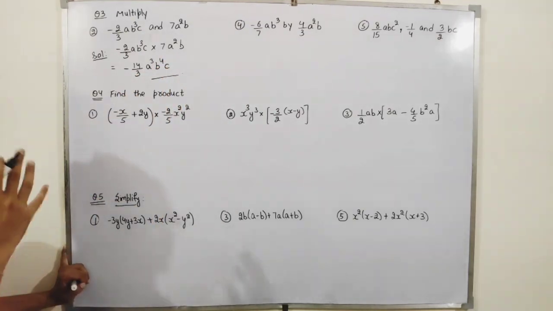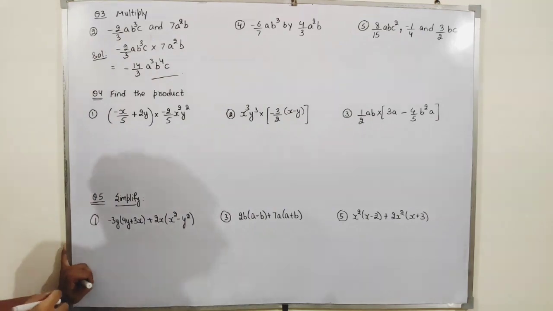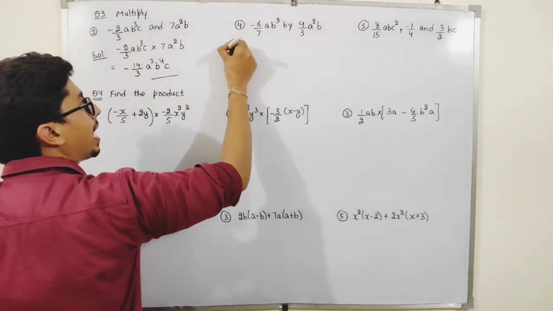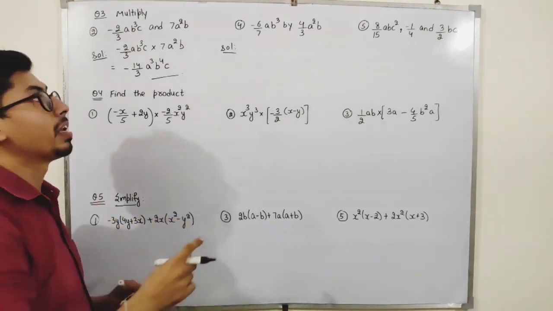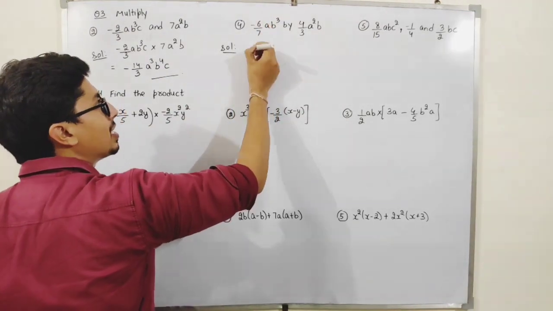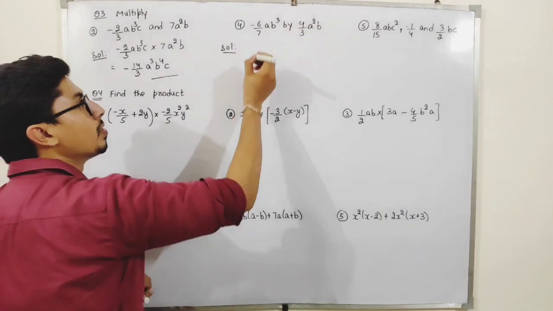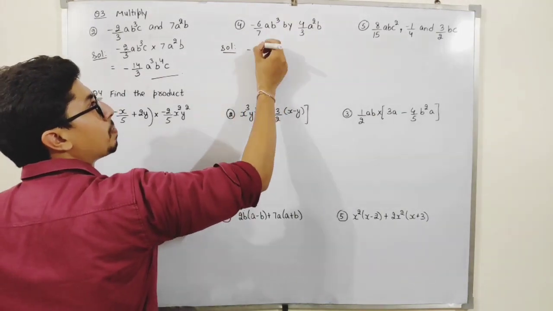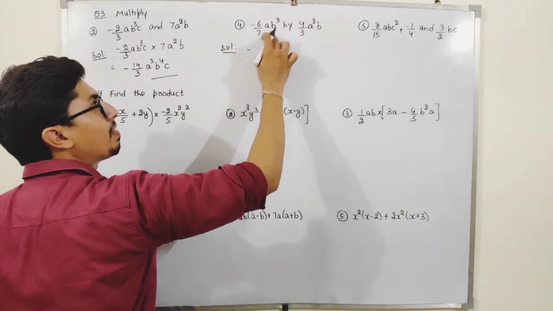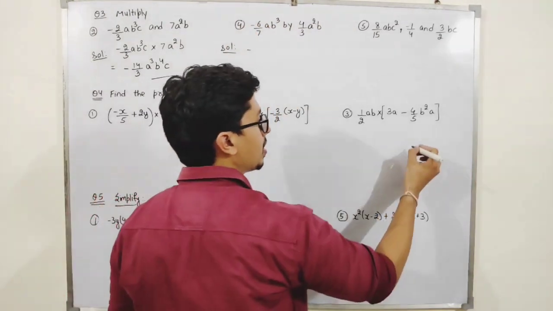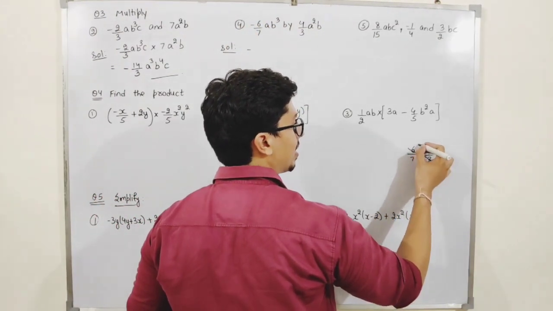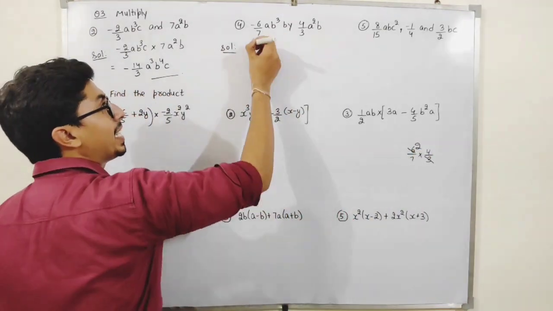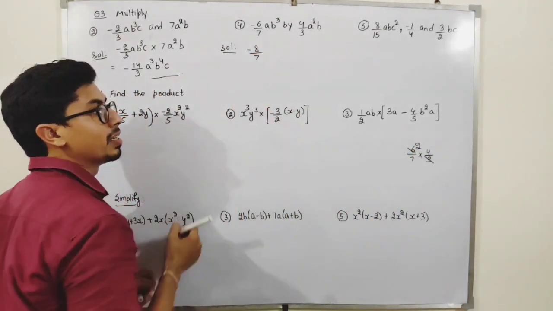Okay. Now similarly, students, I am discussing part number 4. See, I have to multiply these two. So just multiply a number by the number. See, this is negative, this is positive, so the answer will be negative. Now if I multiply them, see, 6 by 7 when multiplied by 4 by 3. I can write it like this. So 24 upon 21, that is 8 upon 7.